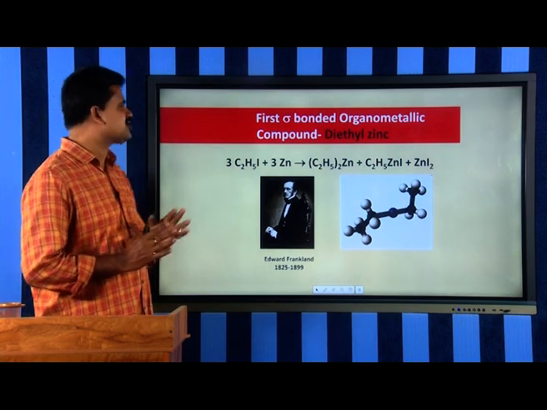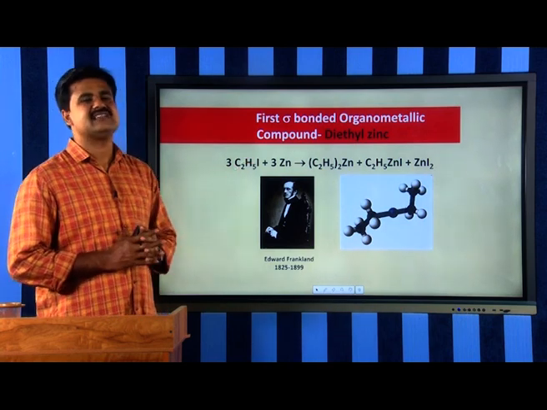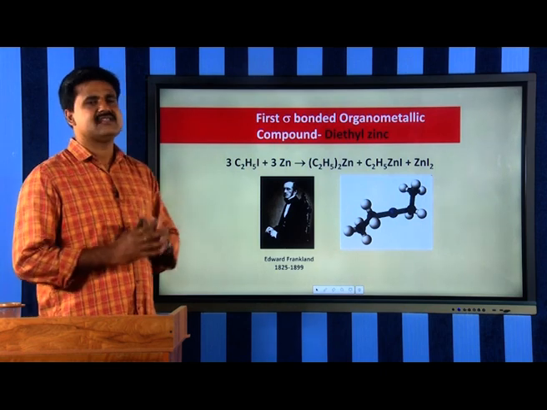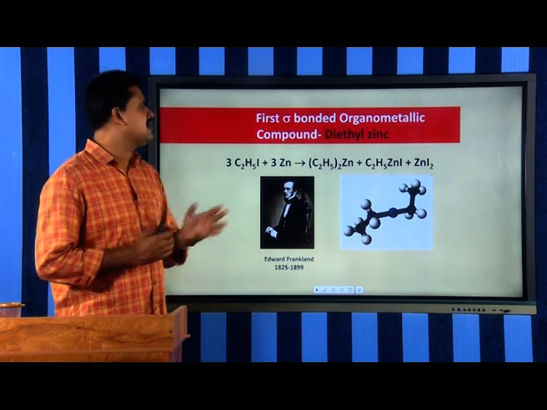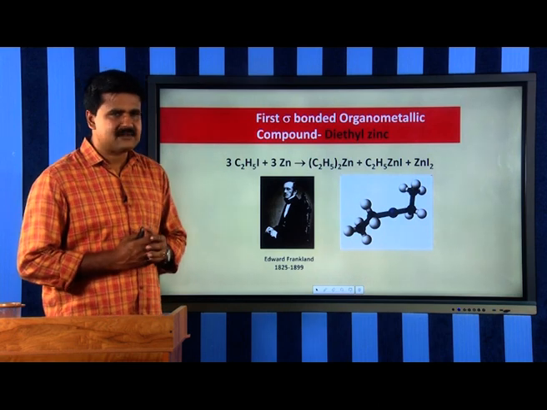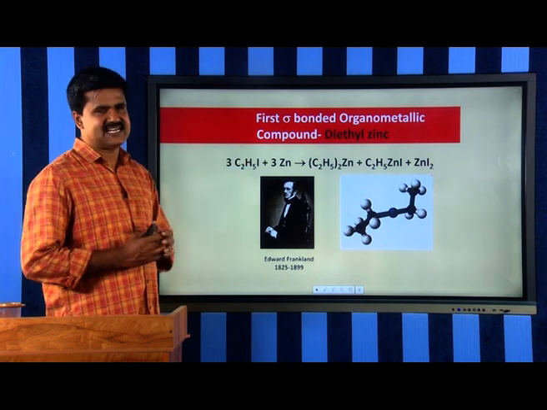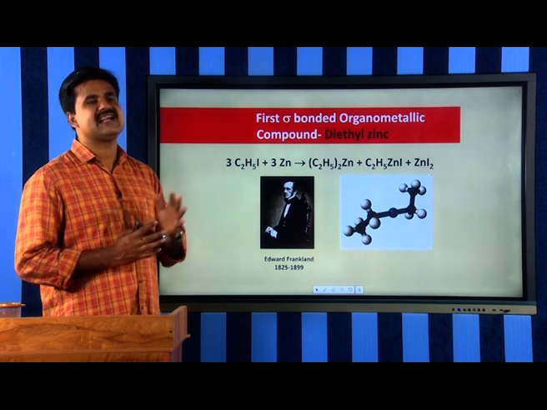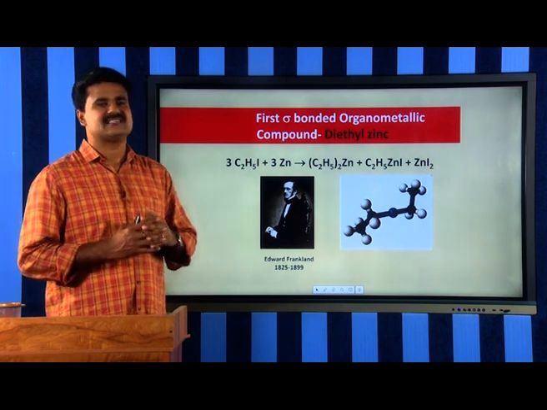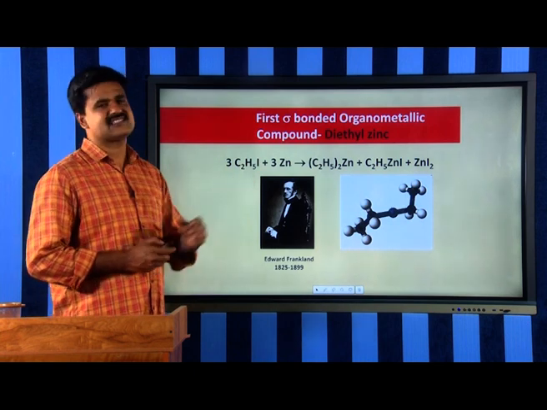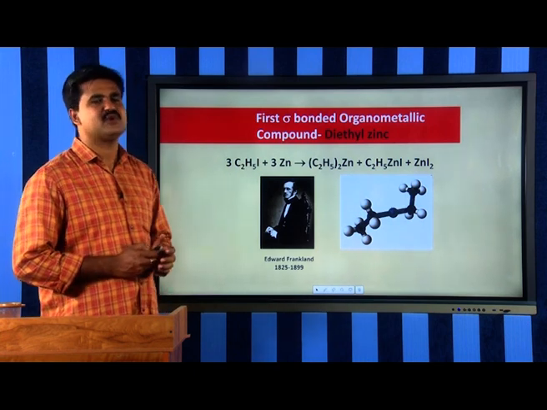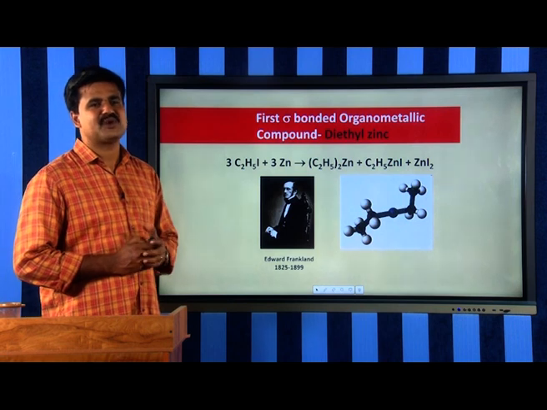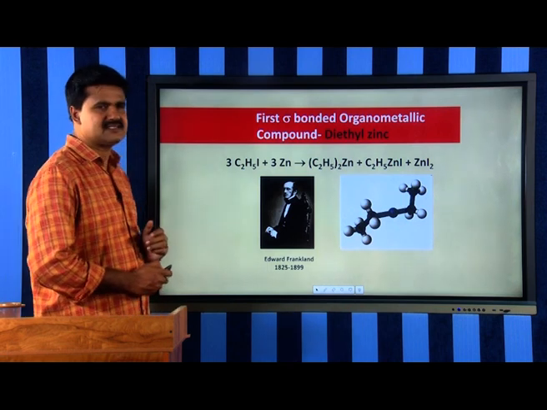Yes, the reaction for the synthesis of diethyl zinc is shown here. Three molecules of ethyl iodide react with three molecules of zinc, and we get Et2Zn, diethyl zinc, C2H5ZnI, and zinc iodide is also liberated as a side product. This is the Bohr-Sommerfeld style structural representation of the first sigma bonded organometallic compound, diethyl zinc.